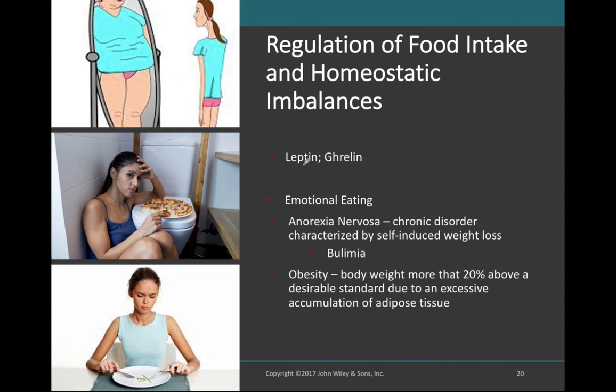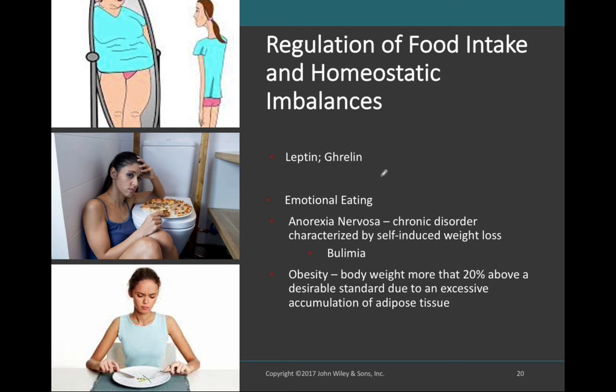And we're going to move into food intake here on this slide, and we're going to see that there are two hormones that actually regulate our body's food intake. Leptin and ghrelin are going to work together to regulate how hungry we are. Leptin is a hormone that's released by adipose tissue, and this is the hormone that makes you feel full. Ghrelin, on the other hand, is released by the stomach, and this hormone is going to make you feel hungry. So when your levels of leptin go up, you're going to be less hungry. When your levels of ghrelin go up, you're going to be more hungry.